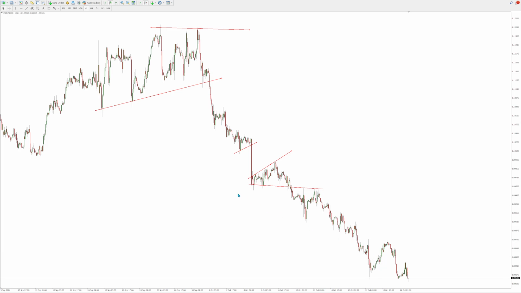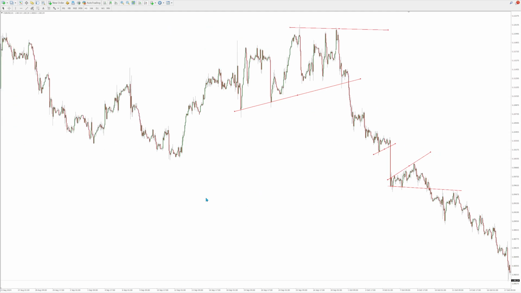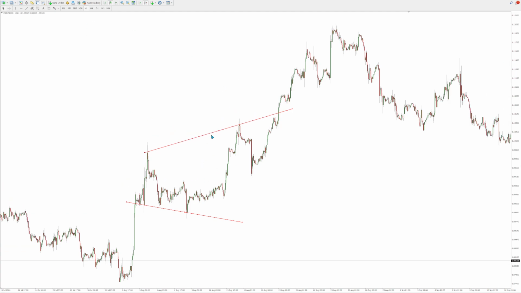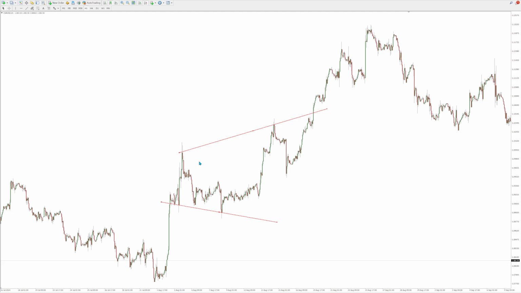Okay. So that's an example of a broadening formation in a downtrend. Here we have one in an uptrend. Again, open to interpretation. I mean, I've just drawn it like that because it's the obvious points of resistance and support in this particular trend as it was commencing up here. Okay. But then others may have marked it differently.